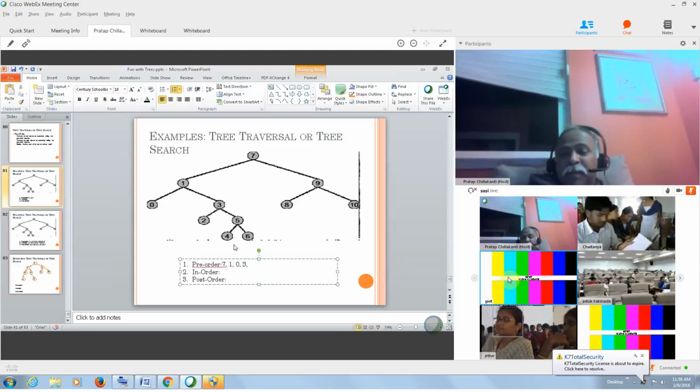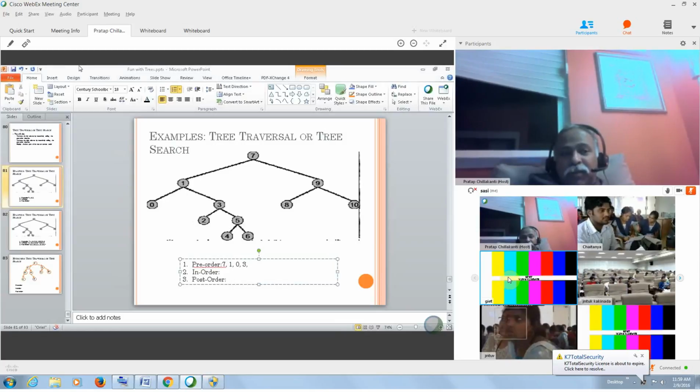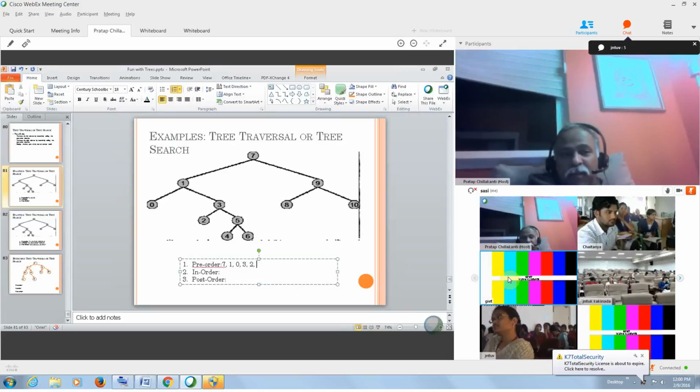Now I want some faculty member to tell me what is the number that comes after 3. Faculty member or even students? Anyone? What comes after 3? 2. Okay, thank you. After 2 what comes? Someone else, not Jntuk Kakinada. Pragati also answered 2, Jntuk Kakinada answered 2. Someone else, how about Chaitanya? Chaitanya has been quiet today. What comes after 2? 5.